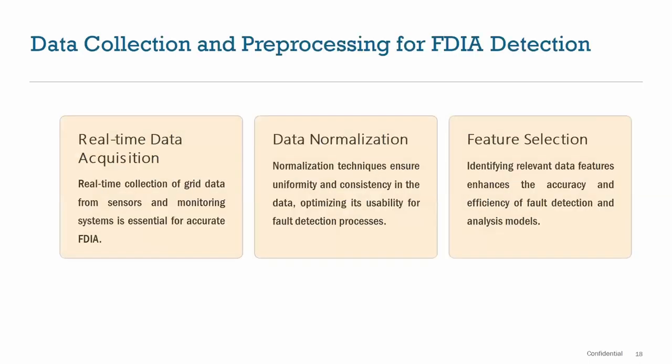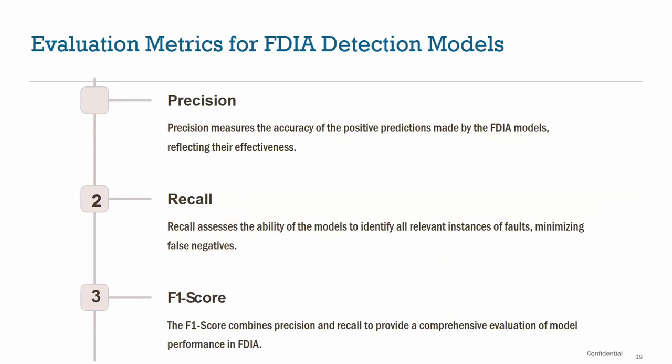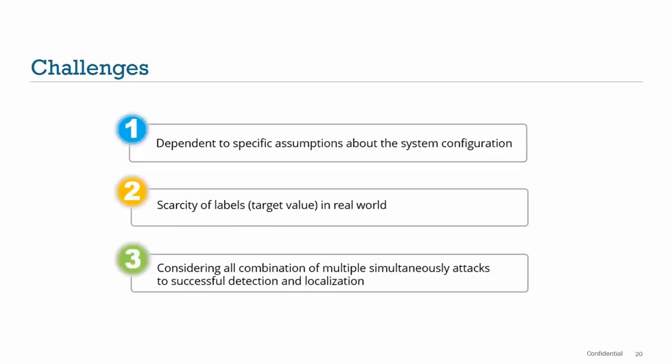Many, many methods. Usually, how they work, they gather real-time information. Usually, they simulate it or get it from utility companies. Then they do some kind of normalization and feature selection. Then they run the algorithm, whatever it is, traditional classifier or deep learning-based method. Usually the evaluation metrics used in the literature for those kinds of detectors are precision, recall, and F measure.